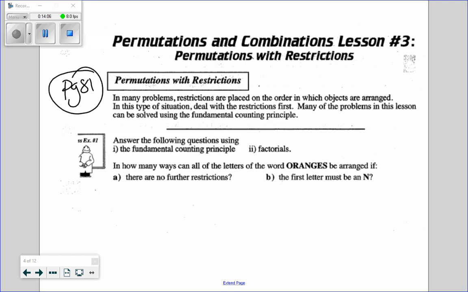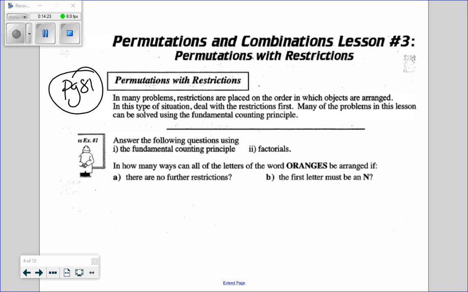Okay, so let's do one more review question, and then we're going to deep dive into the last type of permutation question that you can get. Okay, page 81. So it says answer the following either using fundamental counting principle or factorials, right? So we can do it either way.